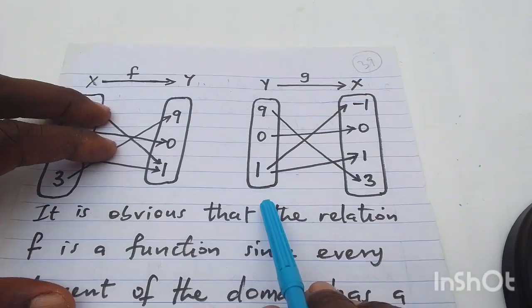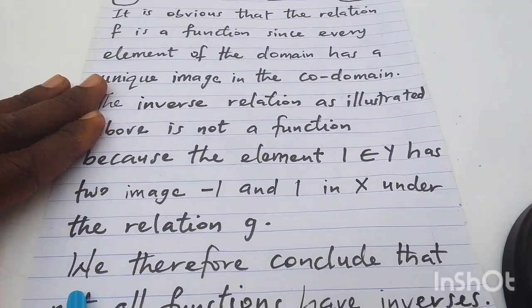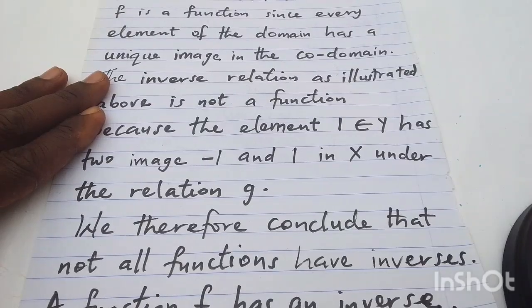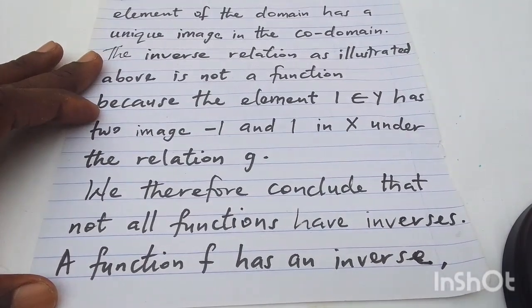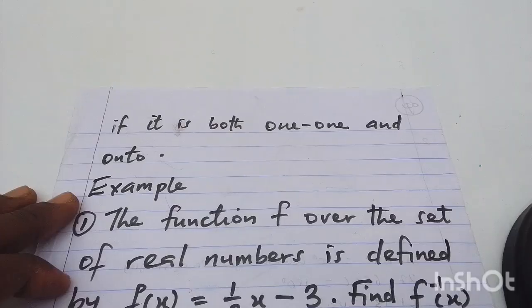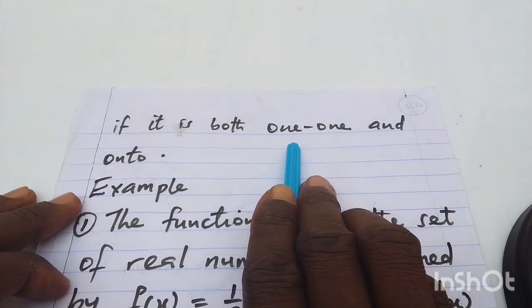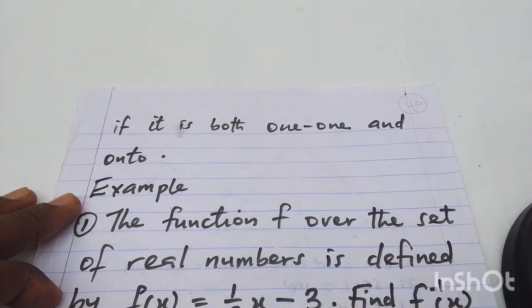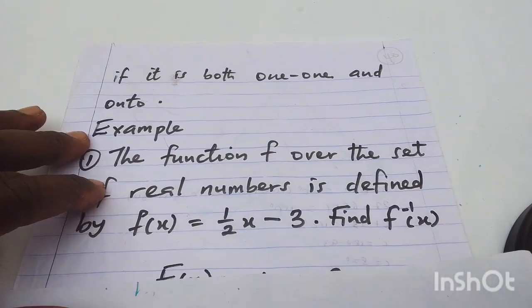So we therefore conclude that not all functions have inverses. A function f has an inverse if it is both one-to-one and onto mapping. Now let us consider this example.